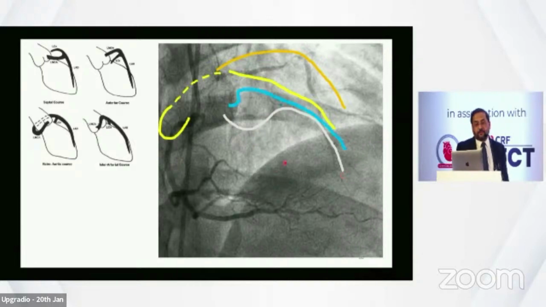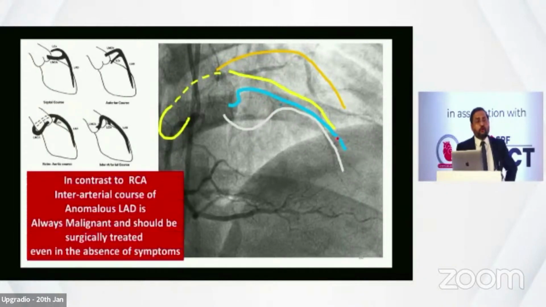And if it makes a sharp turn here, runs between the arteries, at this point of time the artery becomes end-on, which is defined as the I sign. If you see the end-on artery here as the I sign, and it makes a sharp bend and comes forward, this is the interarterial way, which is between the aorta and the pulmonary artery. So in contrast to RCA, interarterial course of anomalous LAD is usually malignant and should be surgically treated even in the absence of symptoms.